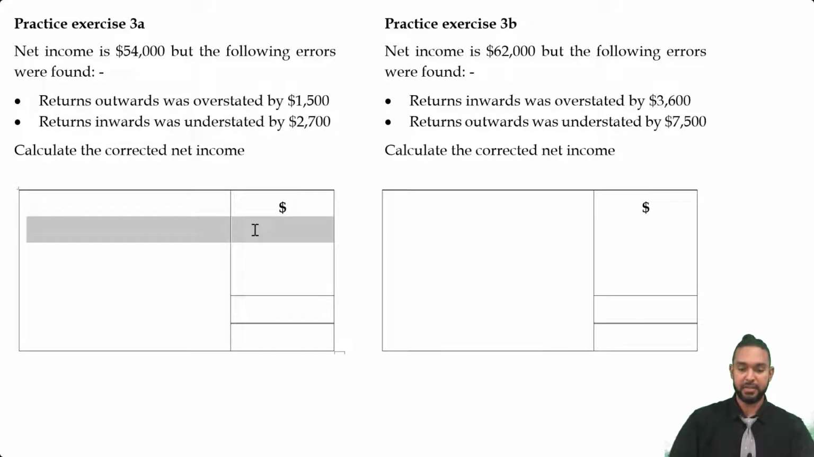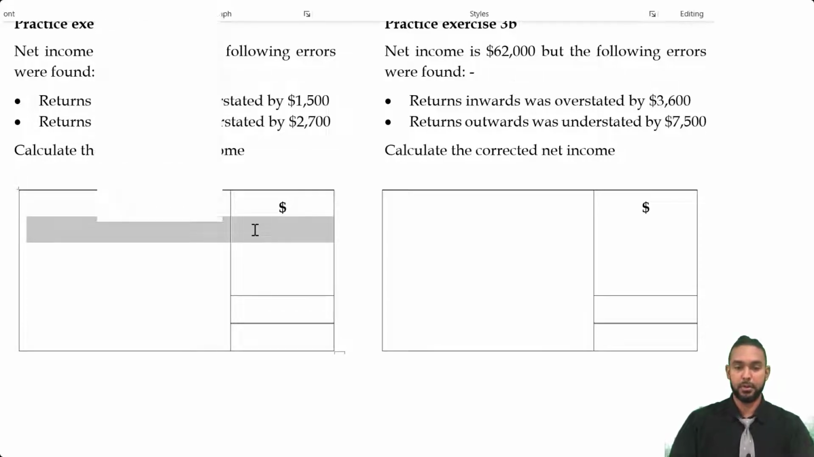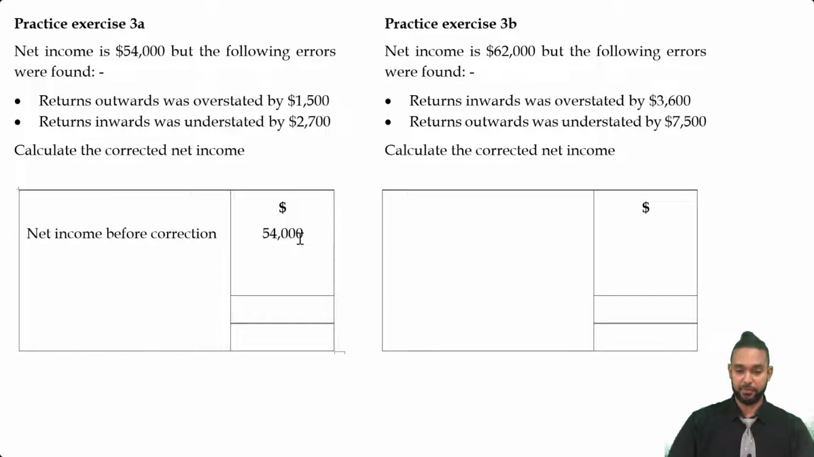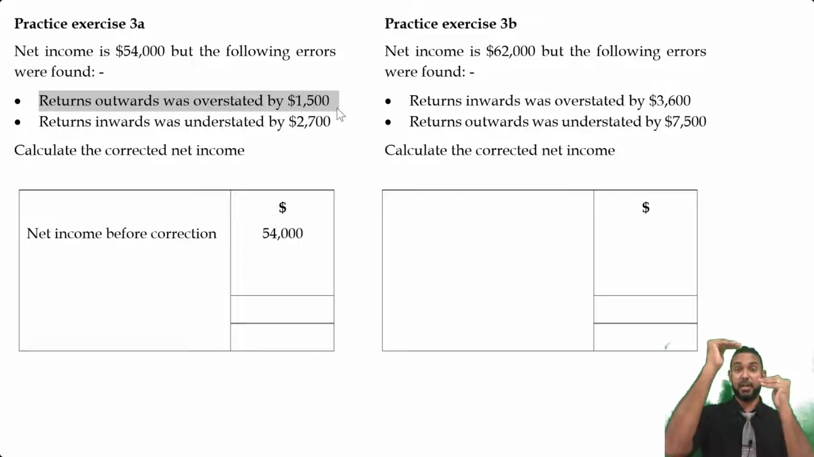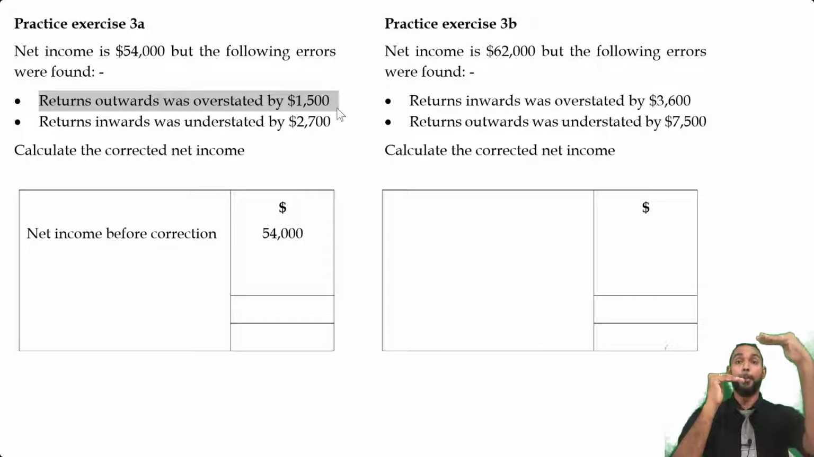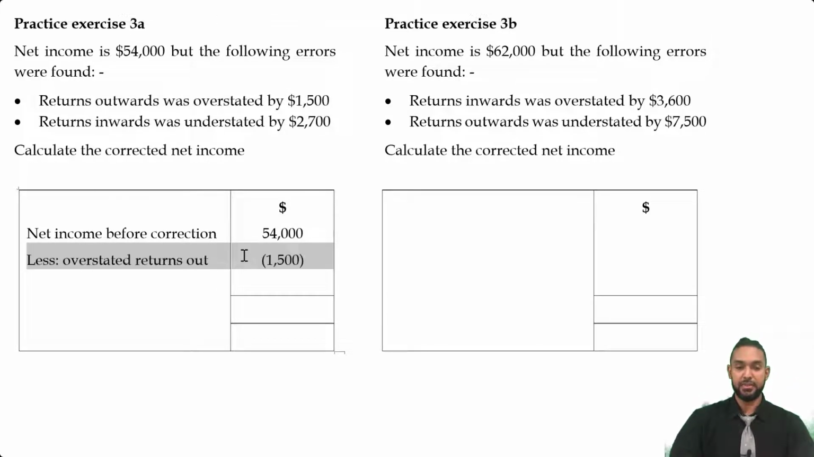Let's start off by dealing with the net income before correction, 54,000. Returns out behaves like a revenue. If it's overstated, it's too high. To correct it, we have to decrease it. And when you decrease revenue, profit or net income decreases as well. So we're going to have to subtract the overstated returns out amount in order to correct net income.